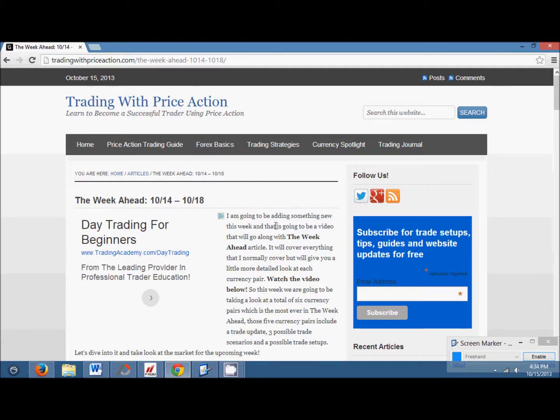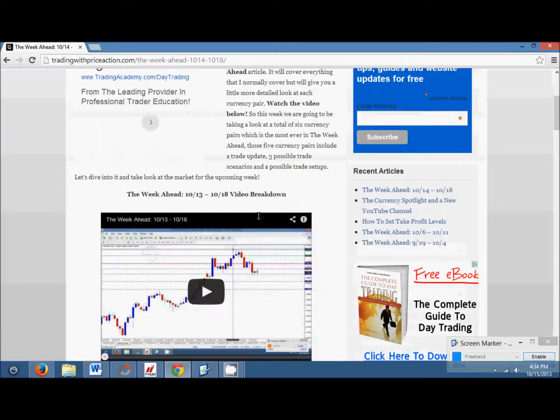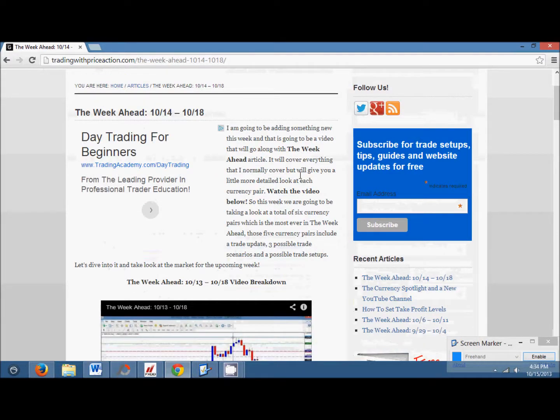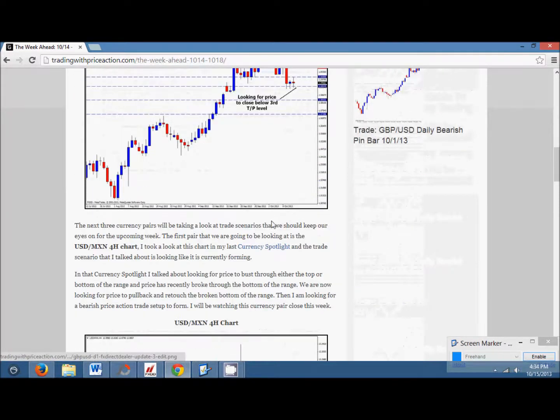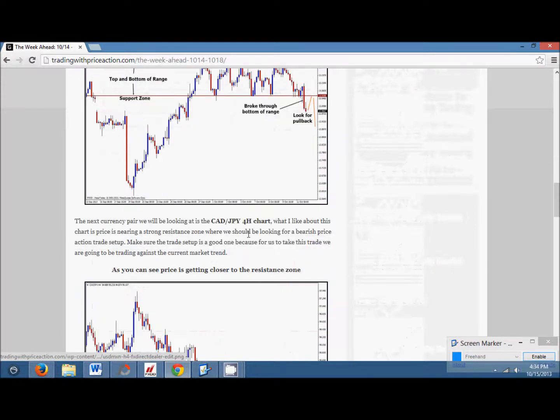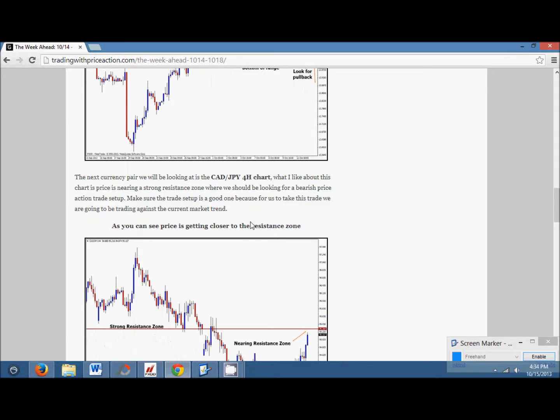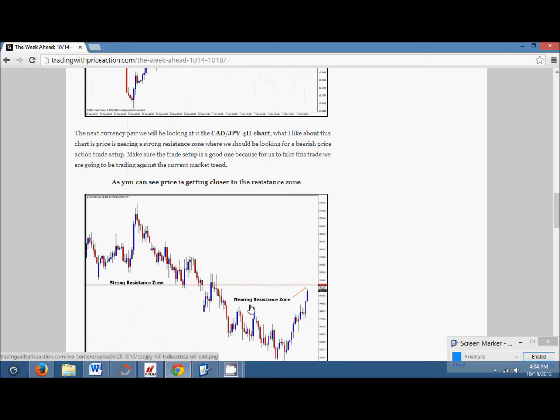Now, in today's currency spotlight, we're going to be looking at a couple of currency pairs actually. But first, I want to look at the week ahead again and just show you guys what we'll be looking at. As I posted in the week ahead for this week, I said to look at the Canadian dollar yen 4-hour chart and look for prices nearing the resistance zone right here.